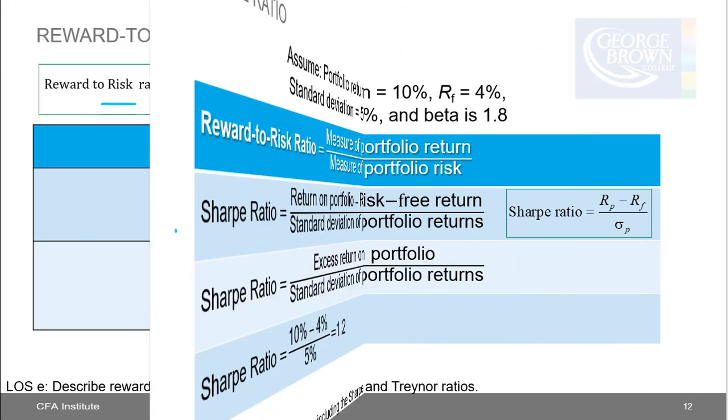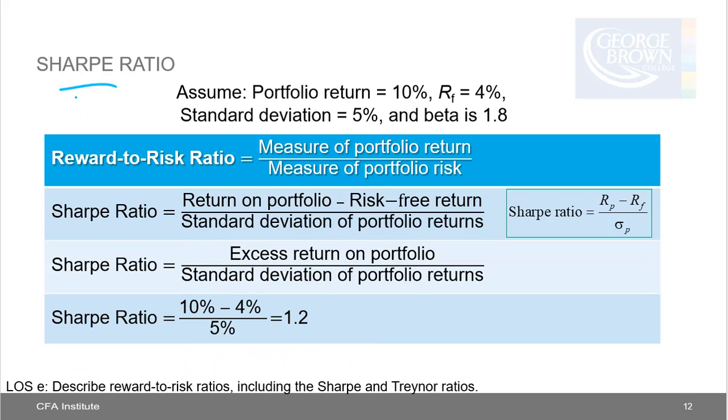Okay. Now we're moving on to the Sharpe ratio. The Sharpe ratio, first suggested by Nobel Prize winning economist William Sharpe, is a commonly used reward to risk ratio. The portfolio reward is measured as the portfolio's excess return, which is equal to the difference between the portfolio's holding period return and the return on a risk-free investment.